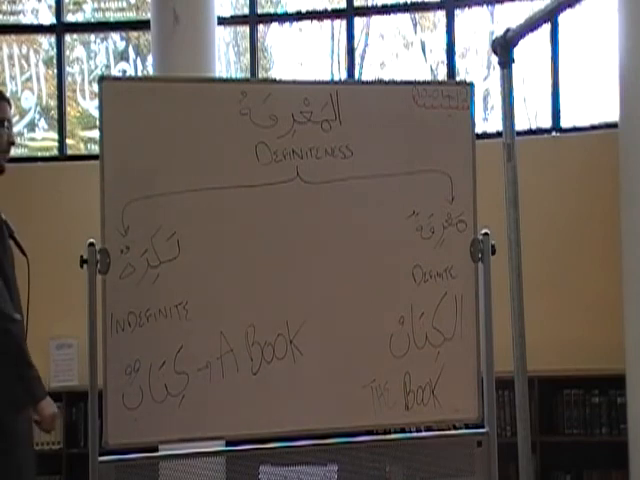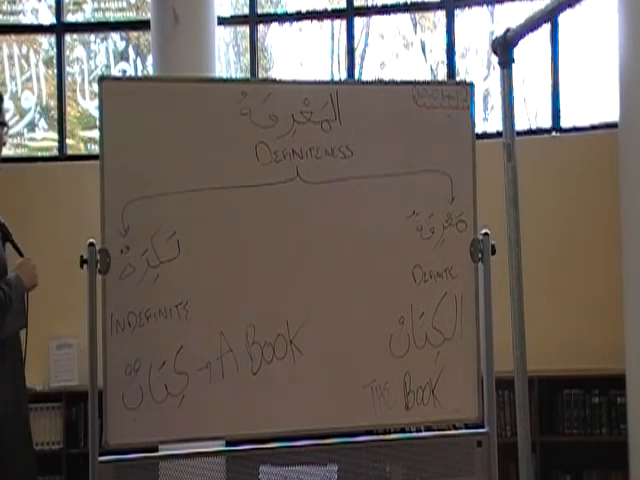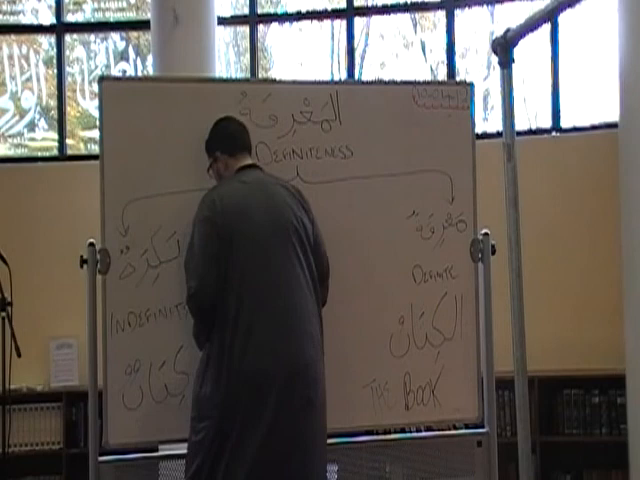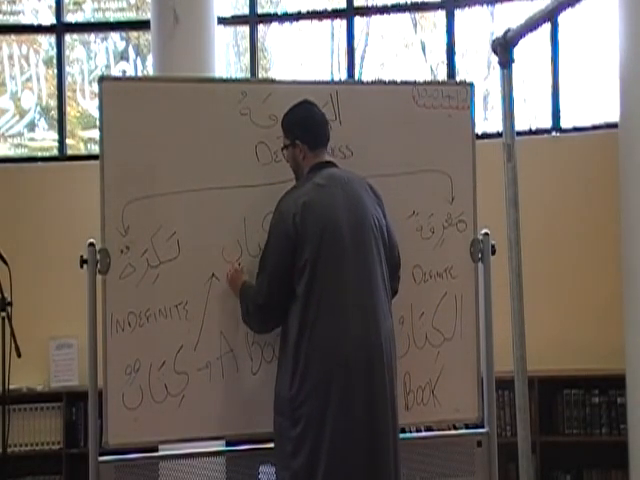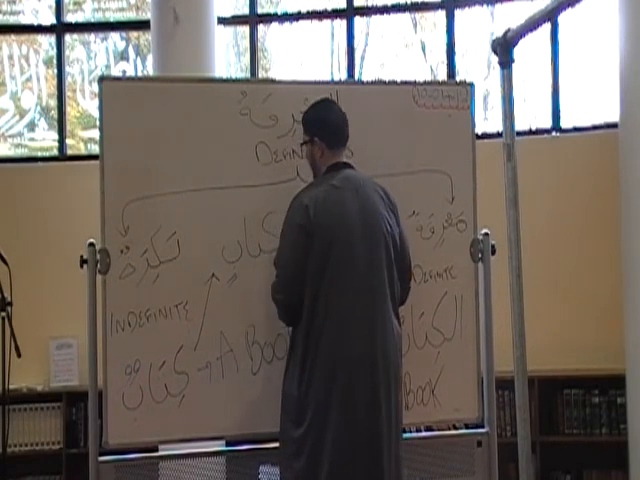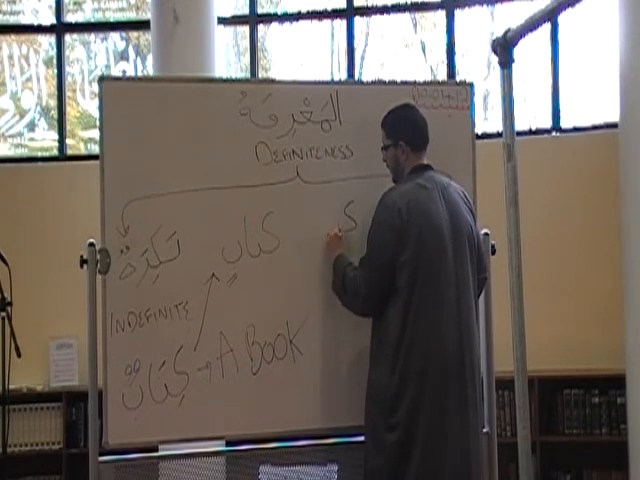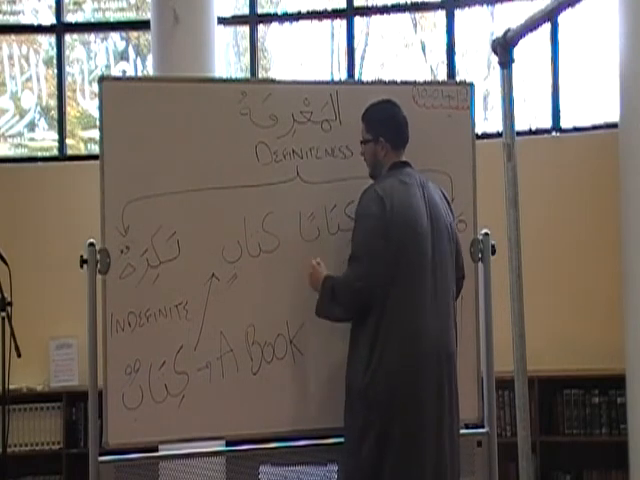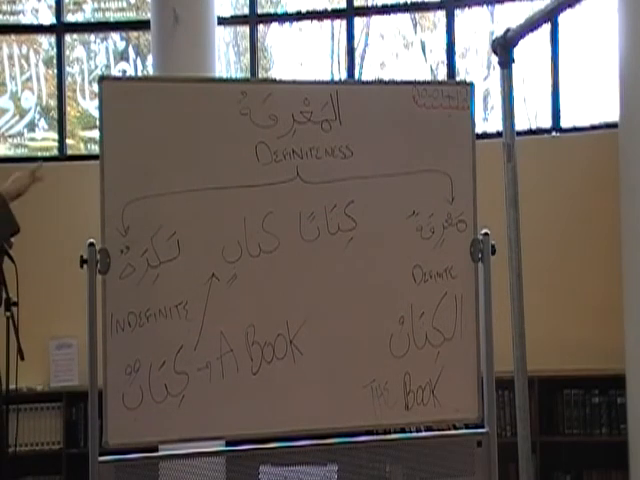Go ahead. Exactly. So it could be fatha, kasra, it doesn't matter. The point is the double haraka. So it could be kitaban. Kitabin. Very good question. So it could be kitabin. Or it could be kitaban. Doesn't matter. The point is that it has the haraka. The double haraka, also known as tanween. It can be any one of those three.